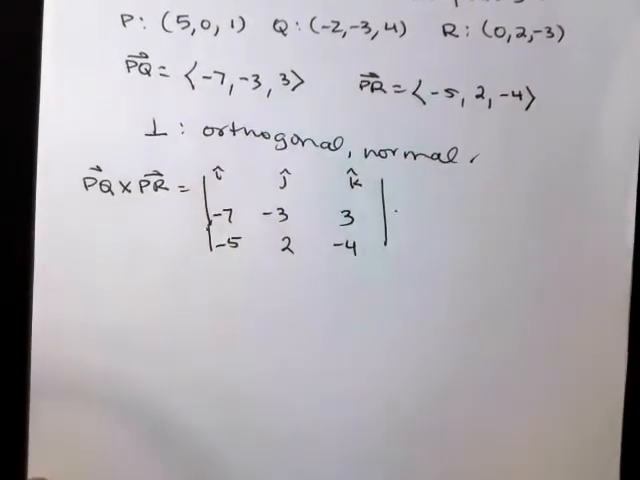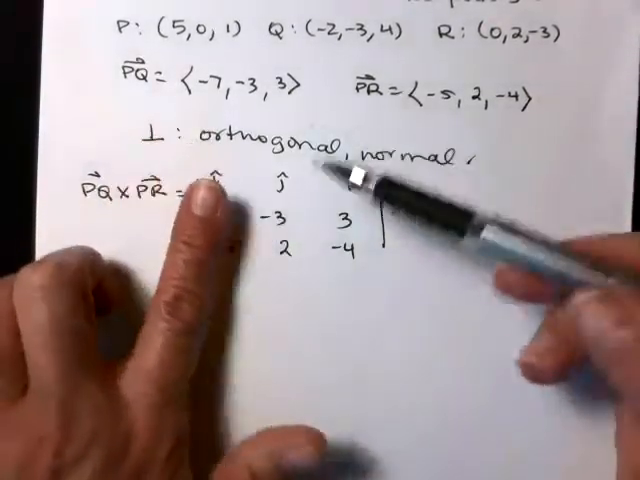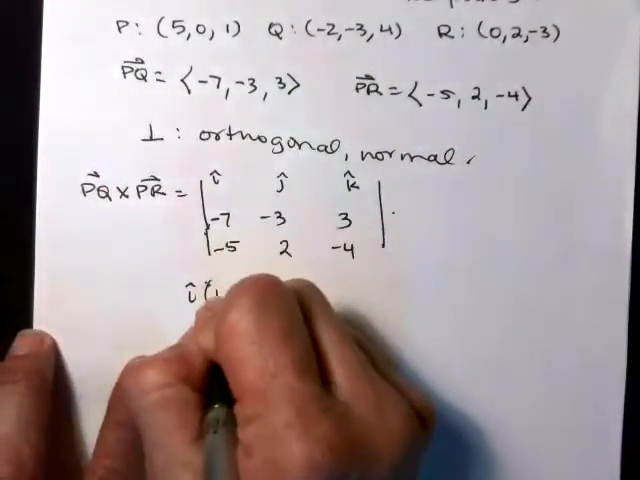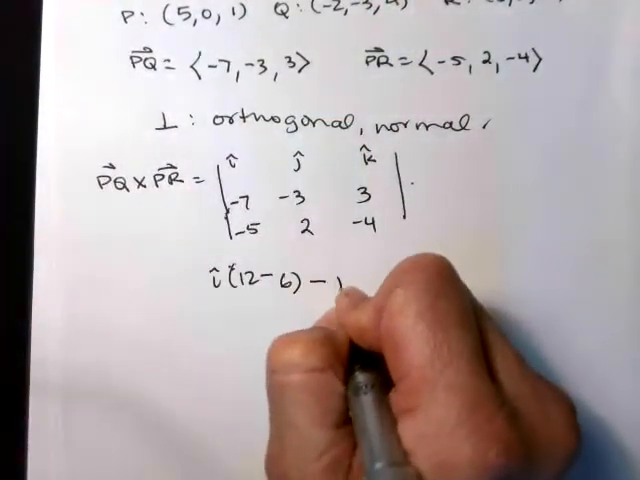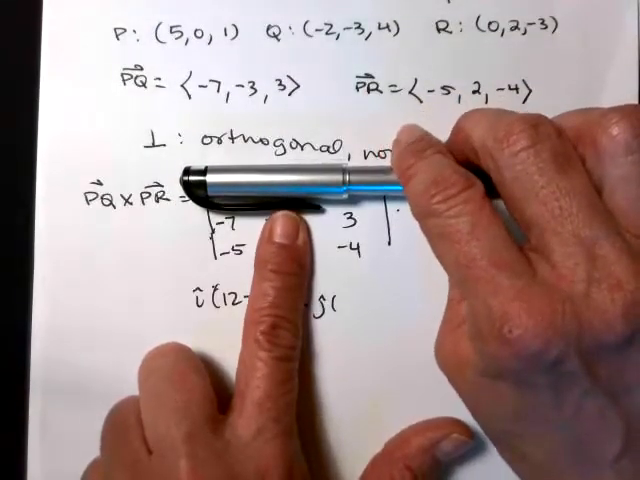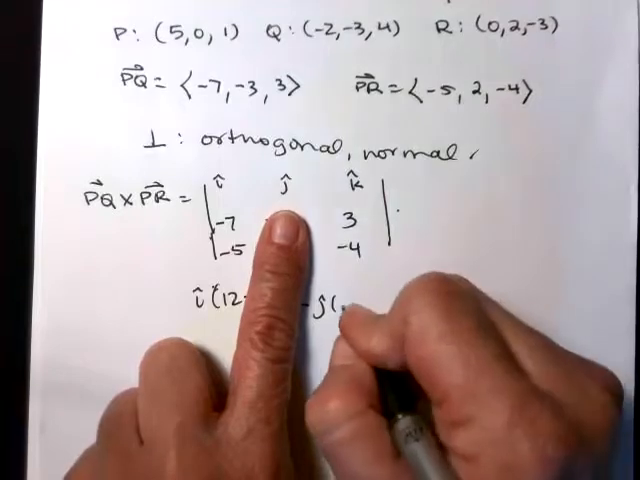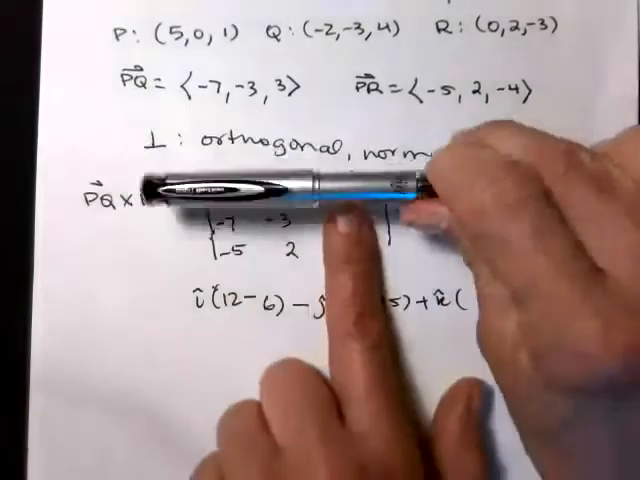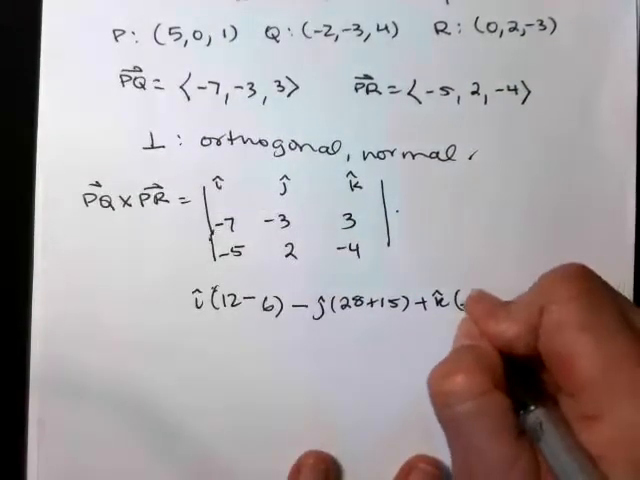I think I'll do it down here just because I wrote that big. So I hat, and then it's -3 times -4, so 12 minus 6. Then it's minus j hat. I get rid of these guys. And then it's 28 minus -15. You see that? 28 minus -15. So 28 plus 15. And then plus k hat. That'll be -14 minus 15.